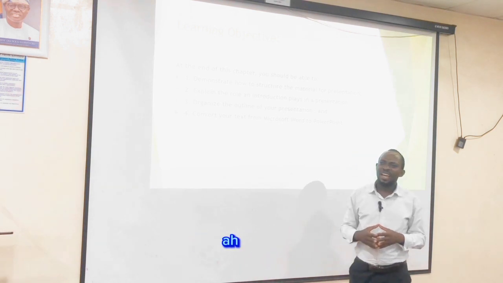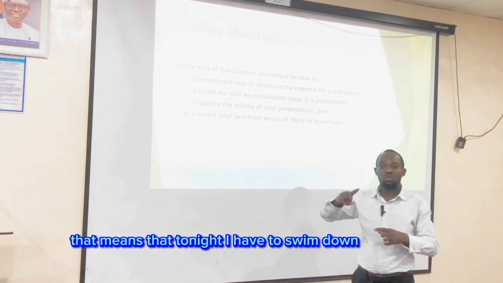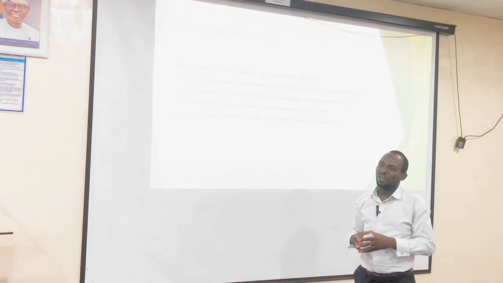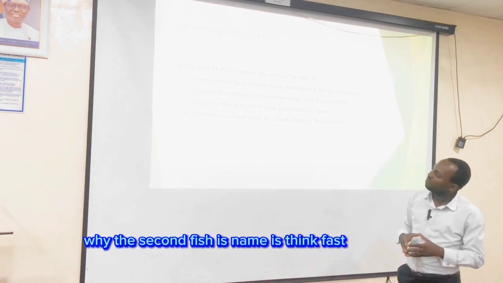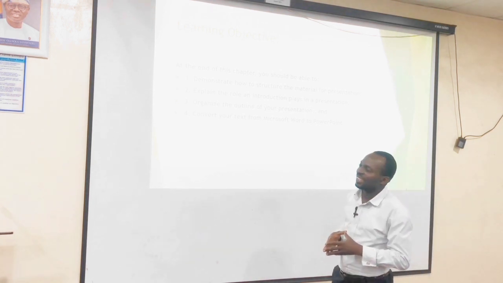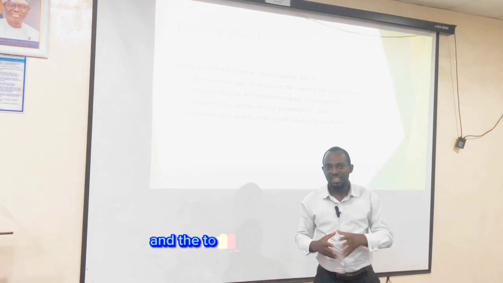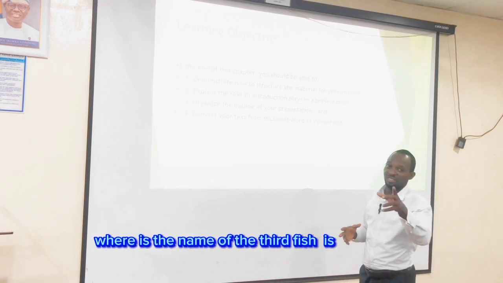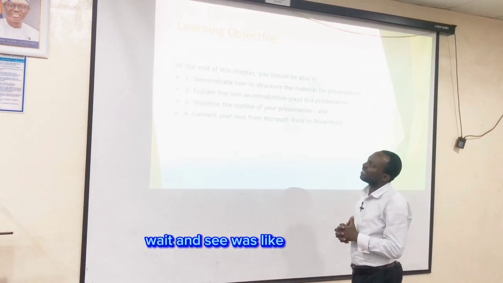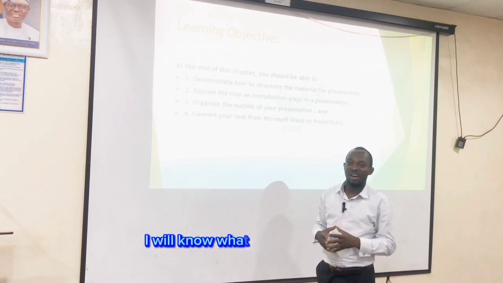He said, if this farmer is coming tomorrow, that means that tonight I have to swim down the river's bank. The second fish's name is Think Fast. Think Fast said, if the farmer comes tomorrow, I will think of what to do then. And the third fish's name is Wait and See. Wait and See said, when the farmer comes, let's wait and see what happens. I will know what to do.